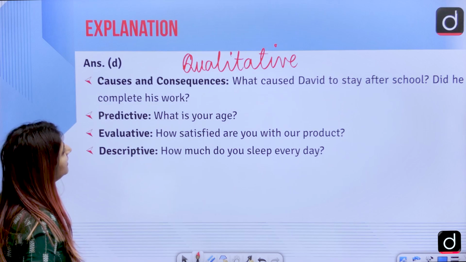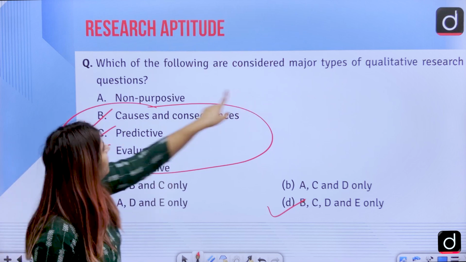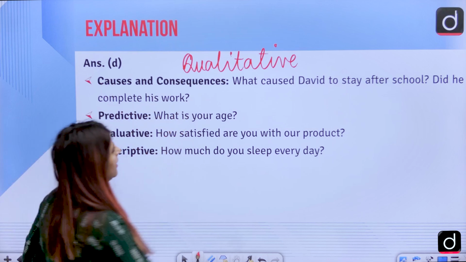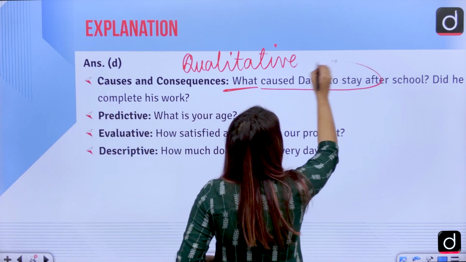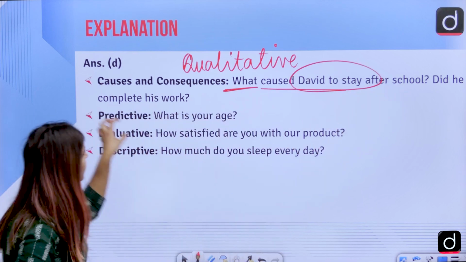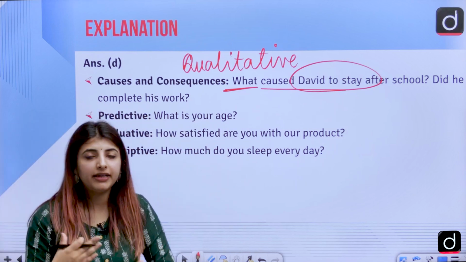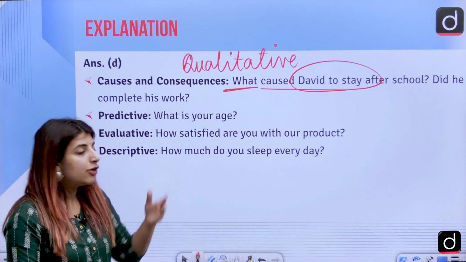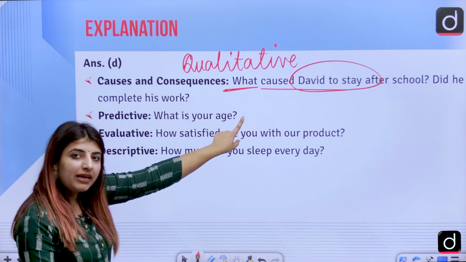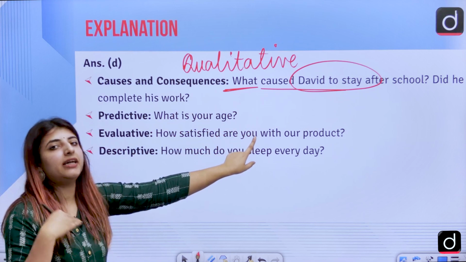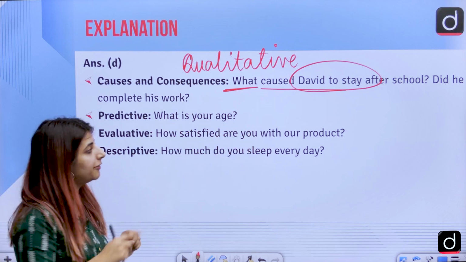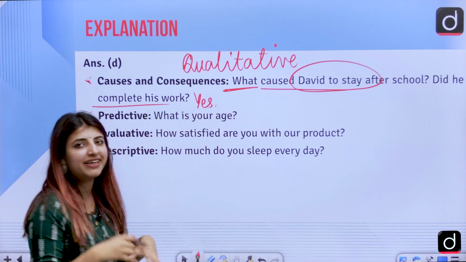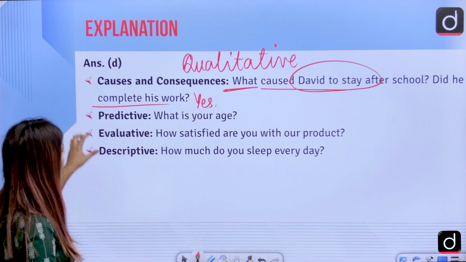So in the question they have asked us about the qualitative research questions. Causes and consequences. For example, what caused David to stay after school? Did he complete his homework, what has been assigned to him, right? So what caused? There might be certain causes which can be explained in a subjective or qualitative manner. Did he complete his work? Yes, he completed his work because he was getting late, something or the other, right?